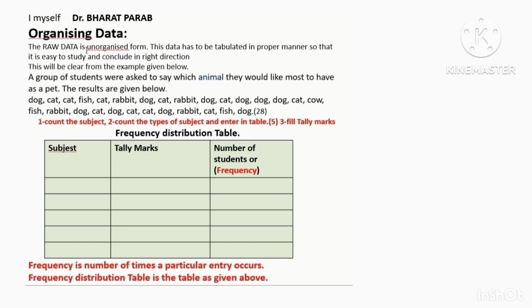We are discussing today organizing data. Raw data is in unorganized form. The raw data has to be tabulated in a proper manner so that it is easy to study and conclude in the right direction. This will be clear from the example.